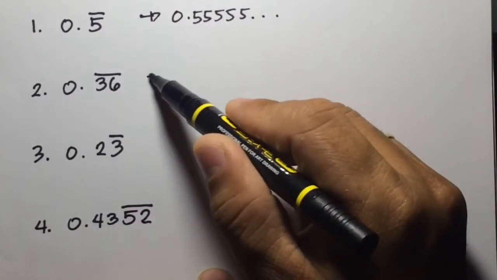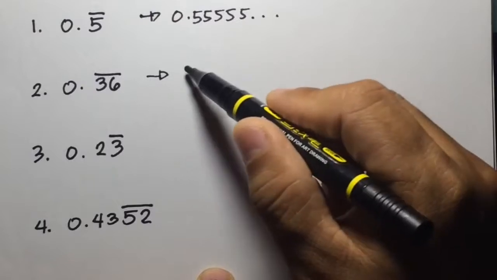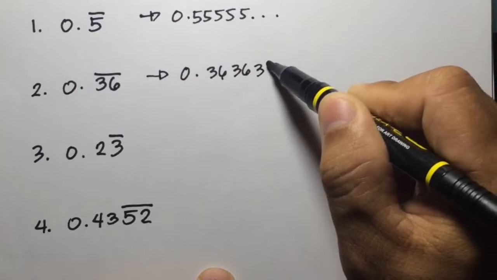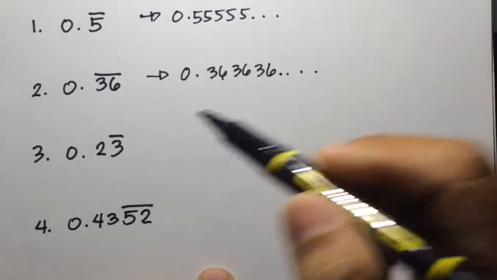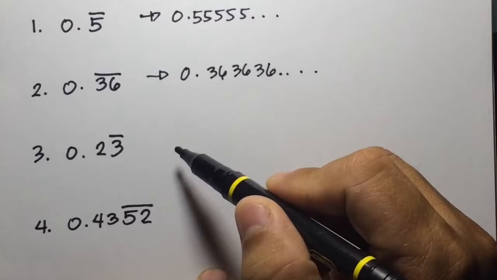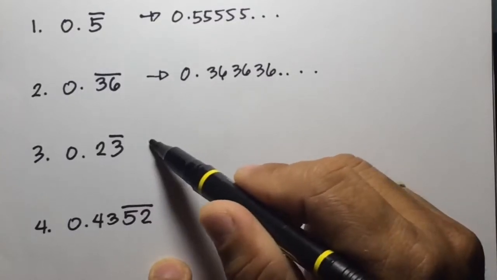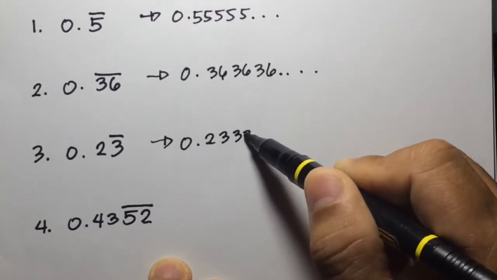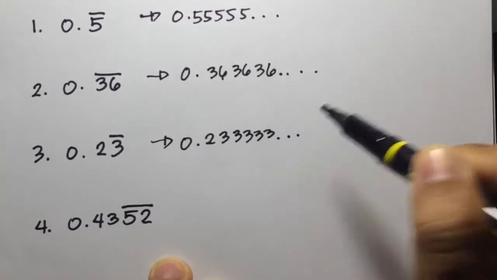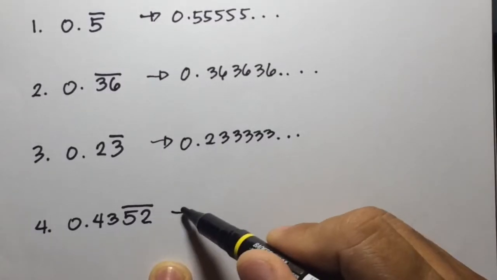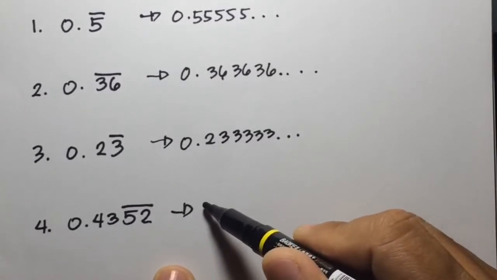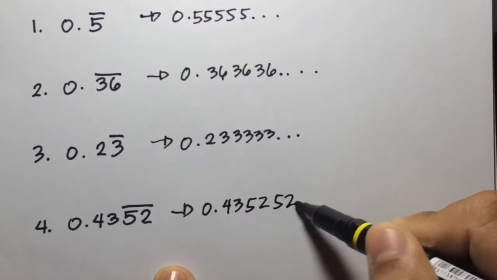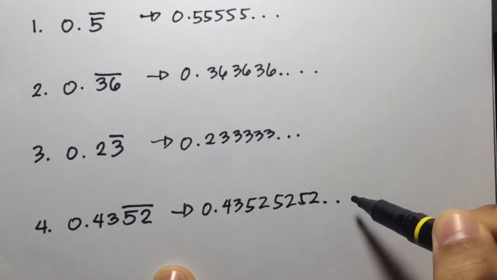The same with number 2, 0.36 with a bar on 3 and 6. This is the same as 0.363636 and so on. And number 3, 0.23 with a bar on 3. This is just the same as 0.2333333. Then the last one, number 4, 0.4352 with a bar on 52. This is just the same as 0.43525252 and so on.